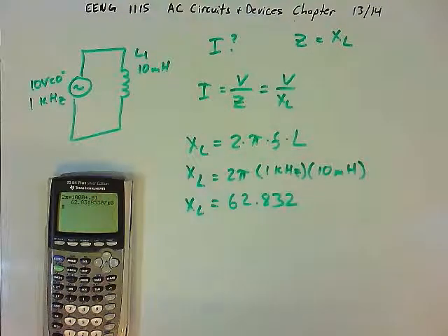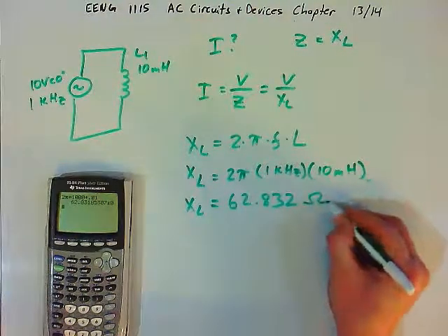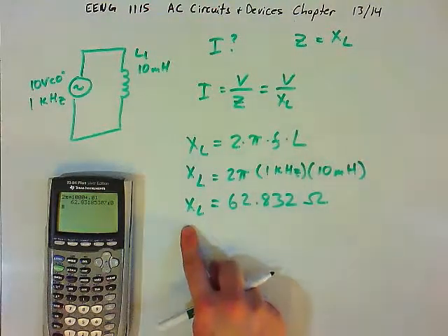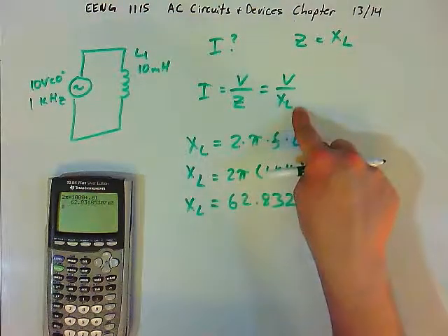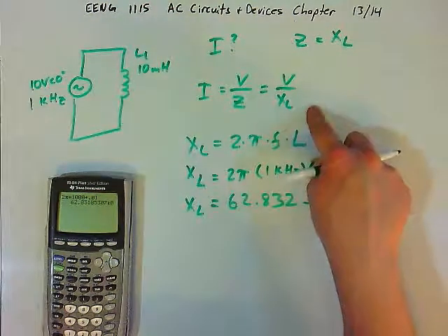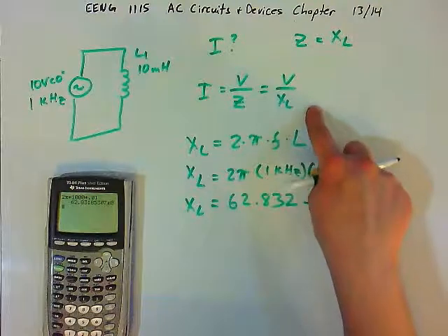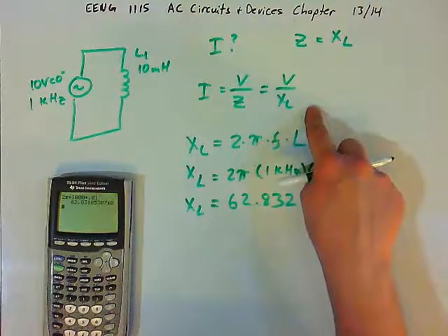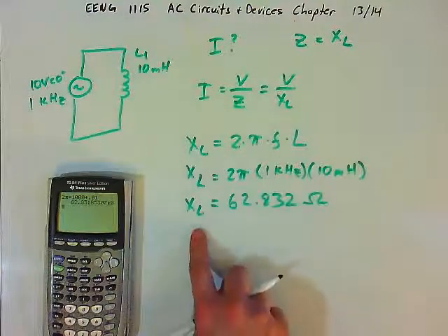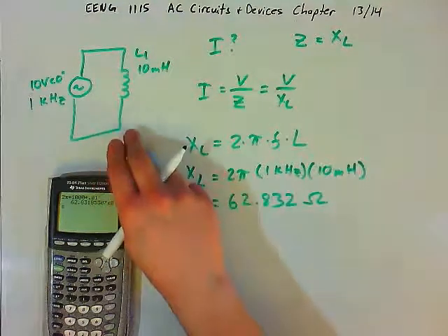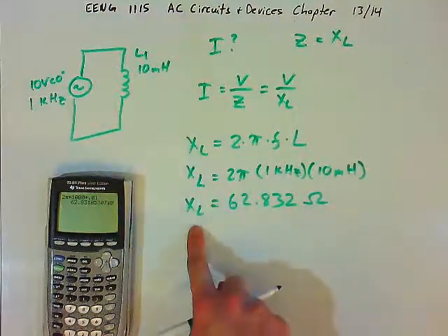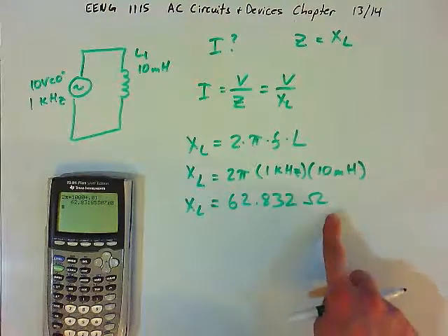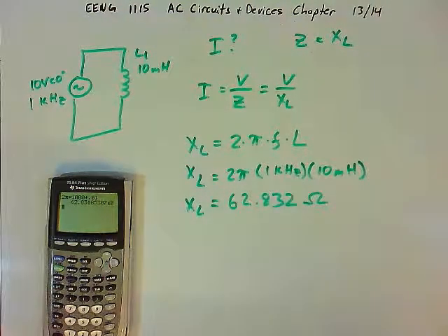62.832, and that's going to be in ohms. The reactance is sort of like resistance. It's not resistance. It's opposition to change in current. But it causes the current to be less because the current can't change as rapidly. And so the overall RMS value of the current in the circuit is going to be less due to this reactance. And so we measure that in ohms. Right? It's very similar to resistance.